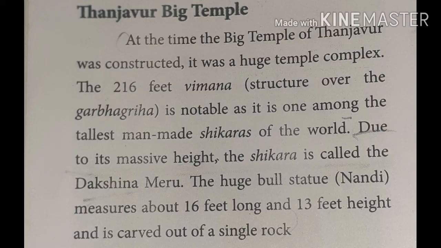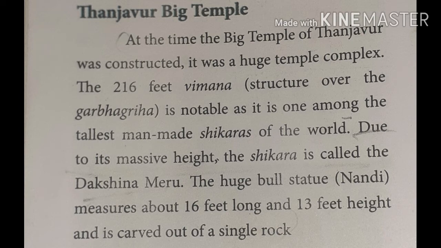Tanjavur big temple is one of the huge temple complexes, and its 216 feet Vimana is one of the tallest shikaras of the world. Shikara is nothing but the Koburam. Due to its massive height of 216 feet, it is called the Dakshina Meru.